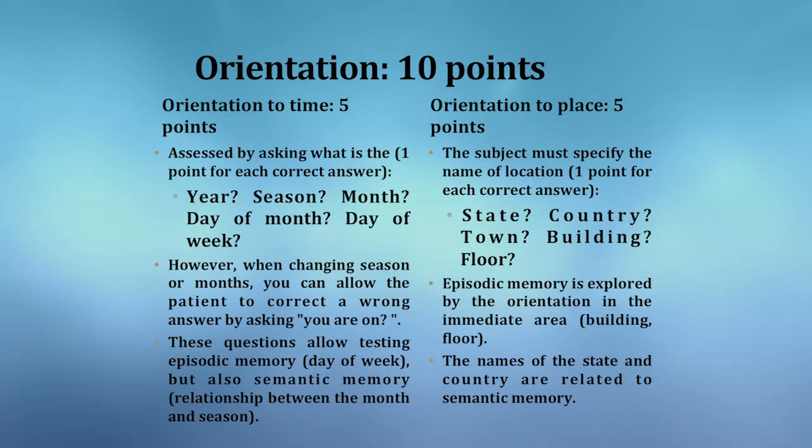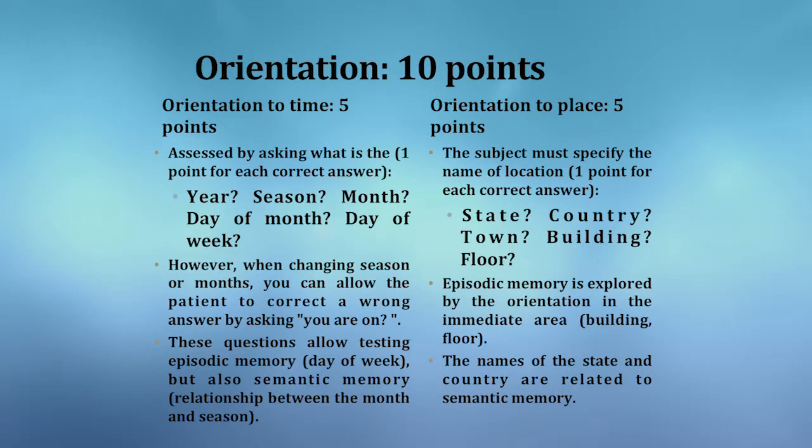Orientation consists of 10 points, and this is assessed by asking the patient the correct year, season, month, day of the month, and day of the week. These questions allow testing of episodic memory, but also of semantic memory.